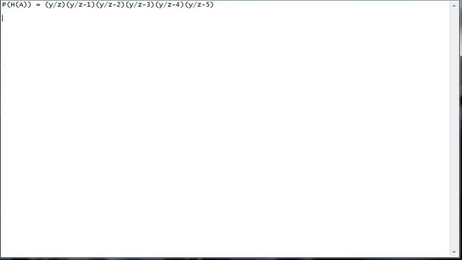With this, y equals the number of specific cards. So if you have 3 of them, you'd put 3. But if you already drew one, then make sure you do 2, because one's already gone. Z equals the number of cards in the deck.